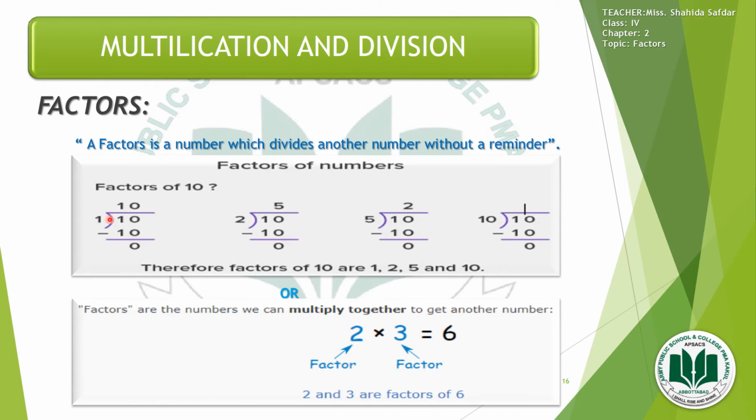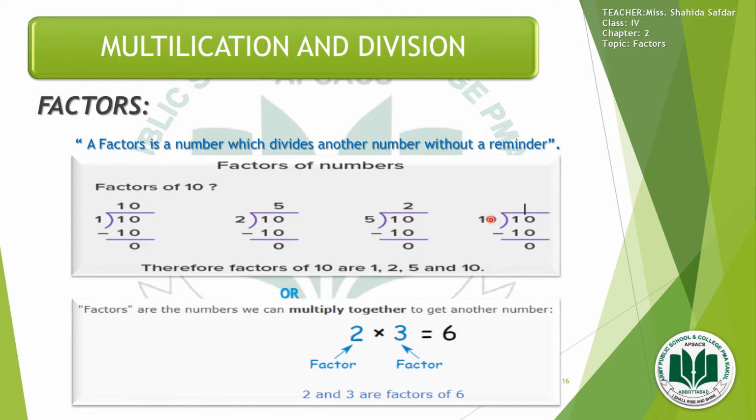First, we have divided 10 by 1. The remainder is 0. So we can say 1 is a factor of 10. Next, we have divided 10 by 2. The remainder is 0. So we can say 2 is also a factor of 10. Next, we have divided 10 by 5. Again, the remainder is 0. So 5 is also a factor of 10.